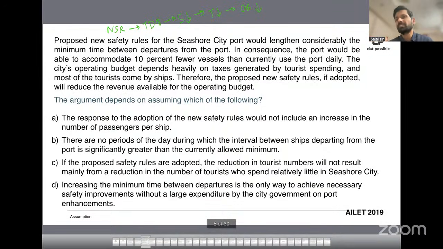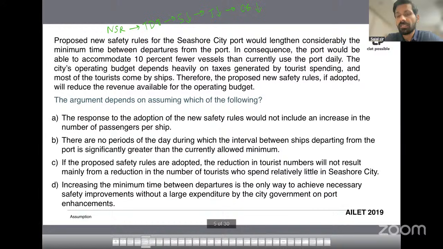Such a link is given to us. Okay, new safety rules will ultimately, eventually result in a decline of the operating budget, right? And the author has shown this through this chain of events that will happen. Now, the argument depends on assuming which of the following.